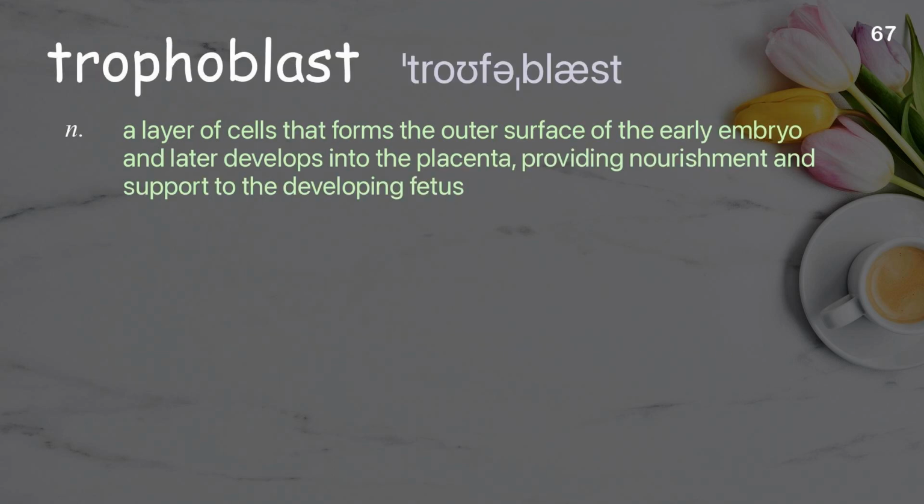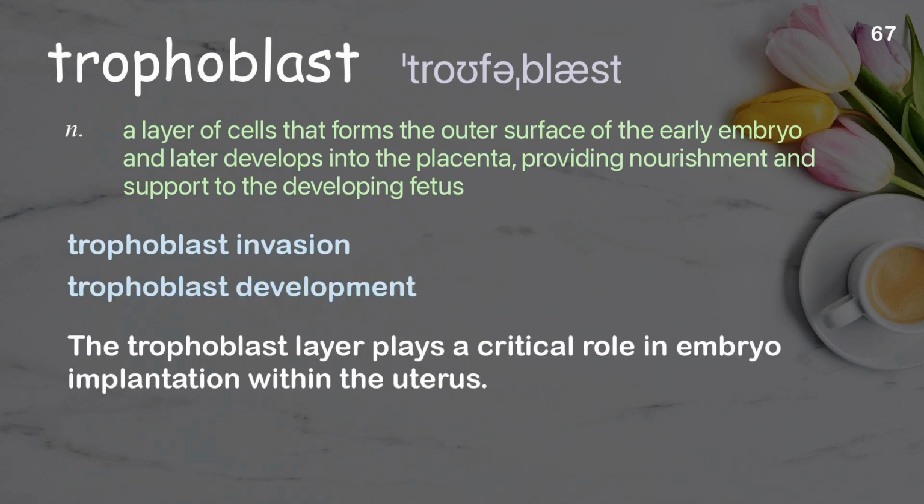Trophoblast. A layer of cells that forms the outer surface of the early embryo and later develops into the placenta, providing nourishment and support to the developing fetus. Examples: trophoblast invasion, trophoblast development. The trophoblast layer plays a critical role in embryo implantation within the uterus.